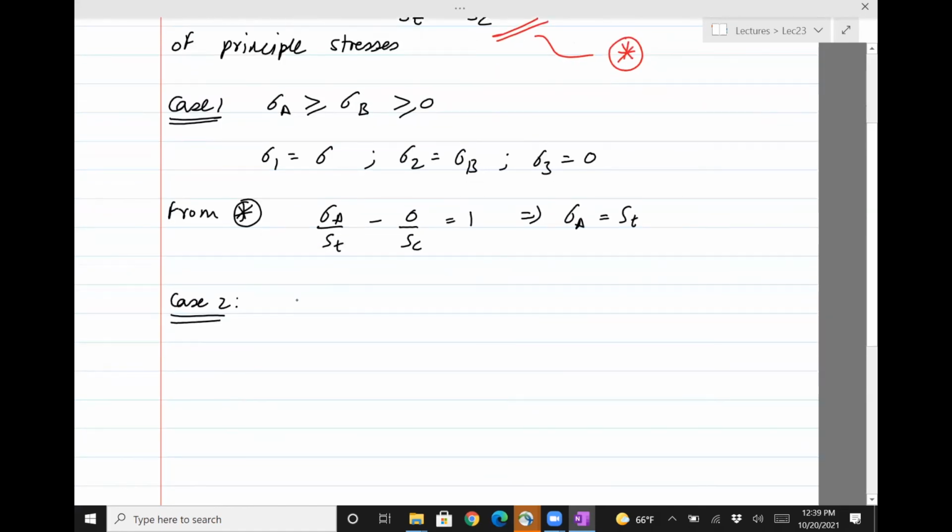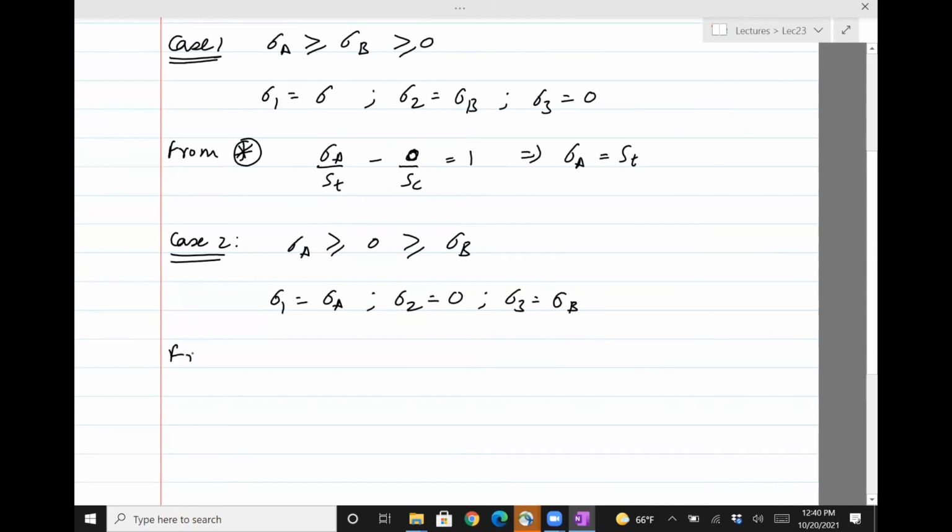So case 2 is when sigma A is greater than 0 and sigma B is less than 0, which means that one of the principal stresses is compressive, one is tensile. Yeah. So now we have sigma 1 equals sigma A, sigma 2 equals the middle stress, so 0, and sigma 3 is the lowest one, so that's sigma B. So our theory predicts, from the highlighted equation, sigma A divided by ST minus sigma B divided by SC equal to 1.